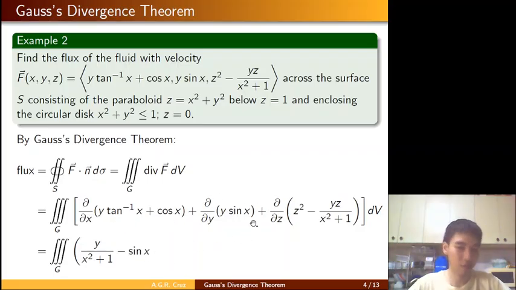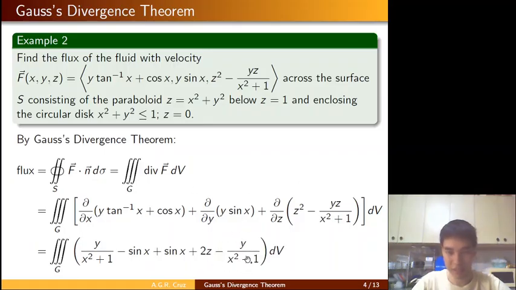Now this one with respect to y, what will happen? The sine x comes out with respect to y, no? The derivative of y is 1. So sine x times 1, you should get positive sine x. Okay, this is done. And then plus for this one, when you differentiate with respect to z, the z squared becomes 2z, no? So 2z. And then minus, with respect to z, the y over x squared plus 1 comes out, times the derivative of z, which is 1. So all in all, your partial derivative with respect to z is now 2z minus y all over x squared plus 1.